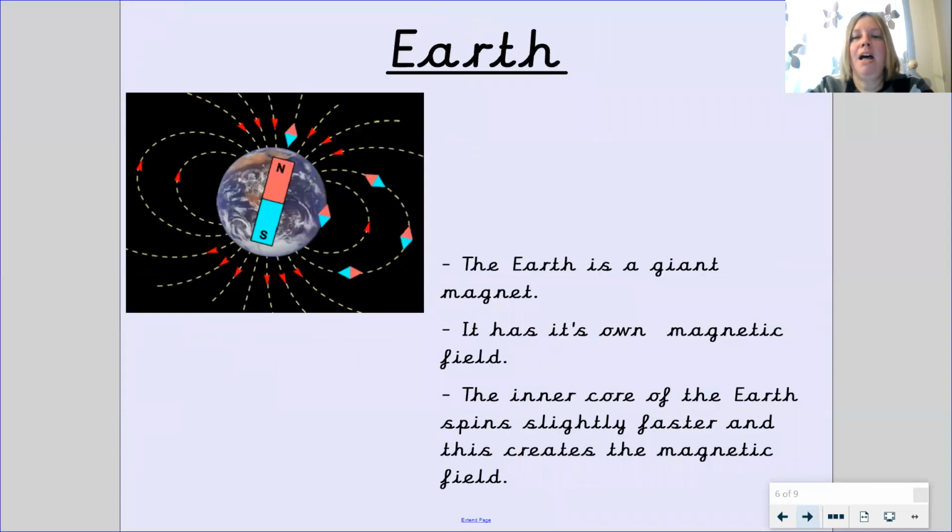Let's find out about the Earth. The Earth is a giant magnet. It has its own magnetic field. The inner core of the Earth spins slightly faster, and this creates the magnetic field. So we can see the Earth, and we can see that the inner core spins slightly faster, and we can see the magnetic force coming out of the South Pole and traveling around to go in to the North Pole.